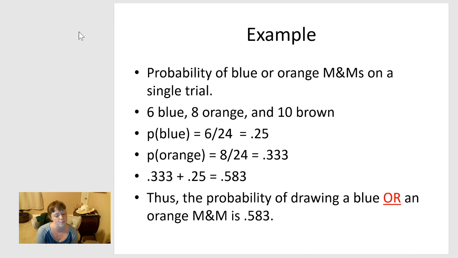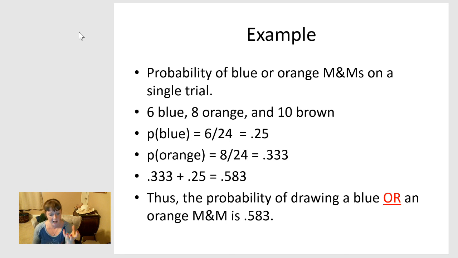Let me give you an example. What is the probability of a blue or an orange M&M? Not and, not the very specific set of events where first A happens and then B also happens, but rather you're opening up your options on a single trial, right? I want to know the probability of blue or orange. And so now you can just add the two probabilities together. Instead of multiplying 0.25 by 0.33, you're going to add them together to get 0.583. And as long as they're mutually exclusive, then you can do this.